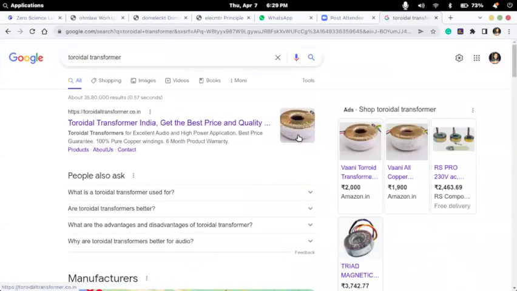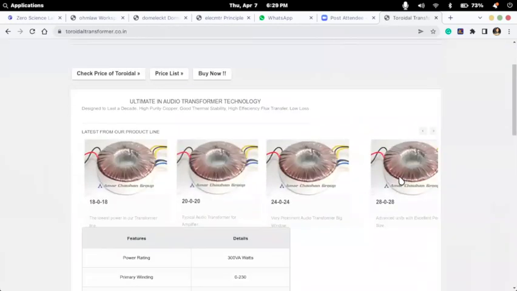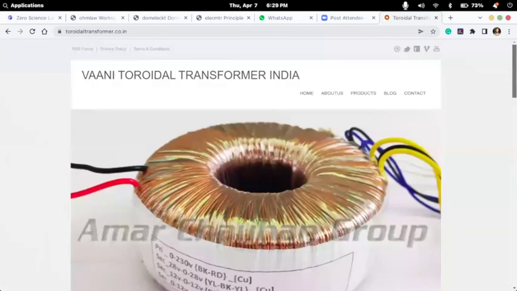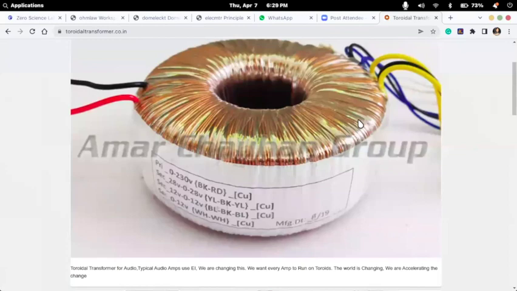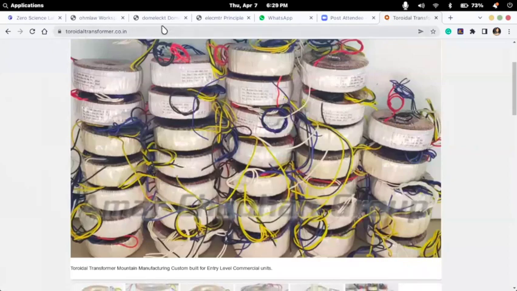These are the transformers they are using in chargers nowadays. If you cut open the new mobile chargers, you will find the transformer or coils like this. These are called toroidal transformers, right? Yes, sir.